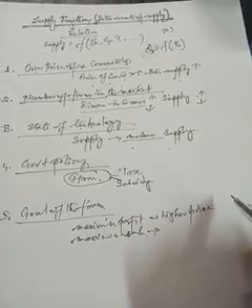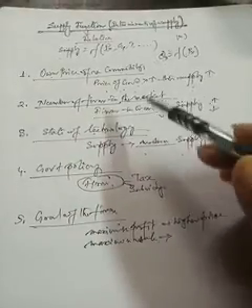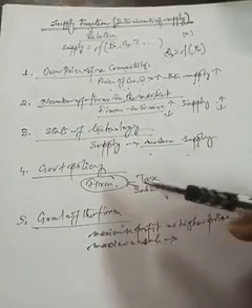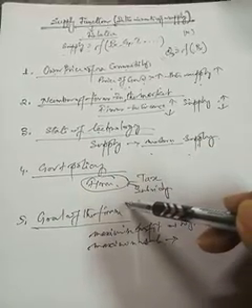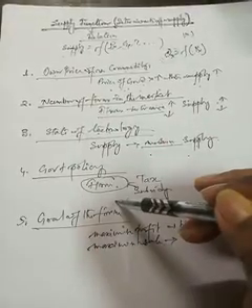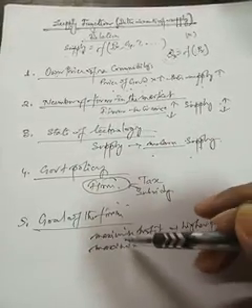So if this question comes for 6 marks, you have to write and explain at least 5 points, then you will get the full marks.